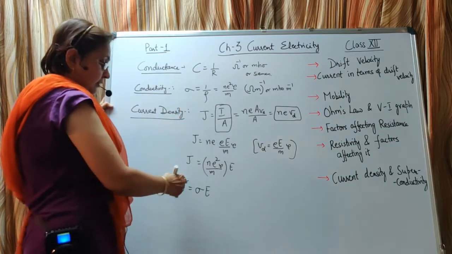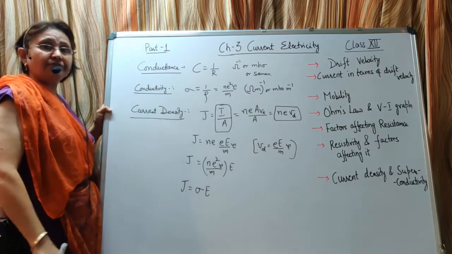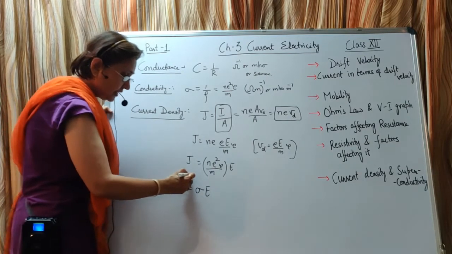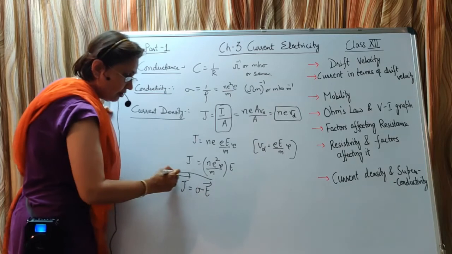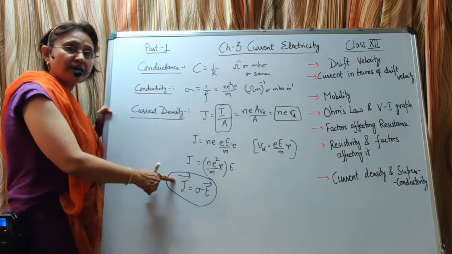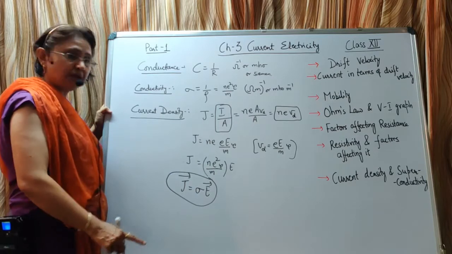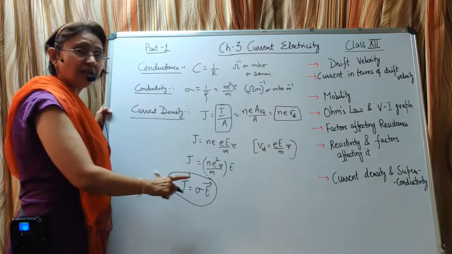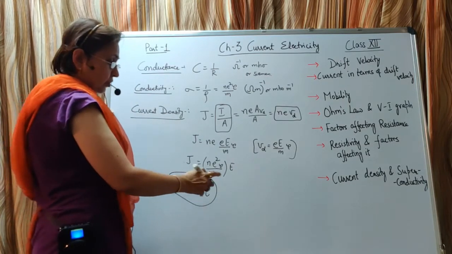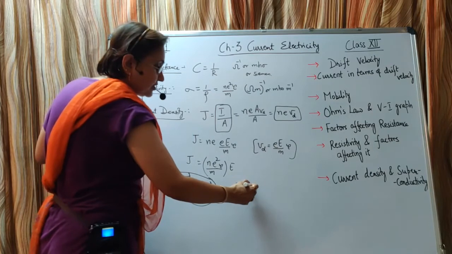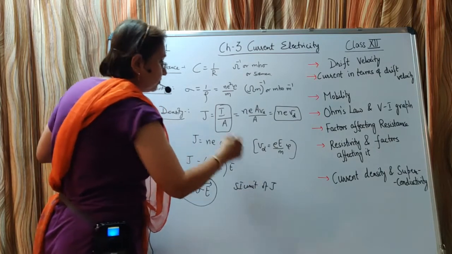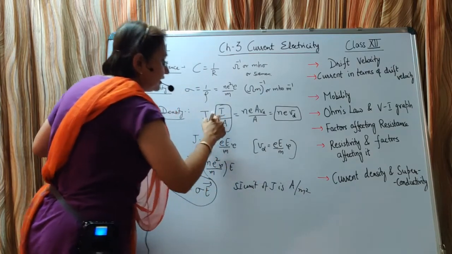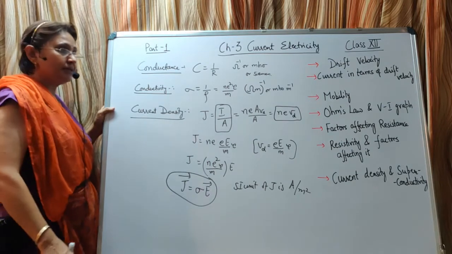Okay, now here current density is a vector quantity. Though current is a scalar quantity, current density is a vector quantity and its direction is along the electric field. So J vector is equal to sigma into E vector. Current density is a vector quantity, has a direction and its direction is along the direction of the electric field. Okay, and the SI unit of current density is, from here you can see, ampere per meter square, current upon area. So its unit is ampere per meter square.